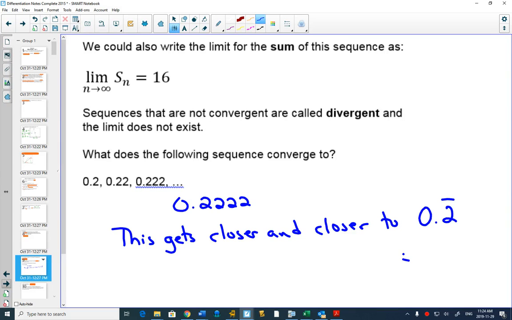Does anybody know what that is as a fraction? 2/9. Have I ever gotten off topic with you on fractions over 9? Maybe? Like, you know that 1/9 is 0.1 repeated? 2/9 is 0.2 repeated? 3/9 is 0.3 repeated? Anybody know what 9/9 is? It's 1. You can't write it as 0.9 repeated?